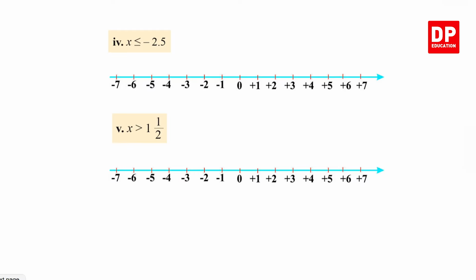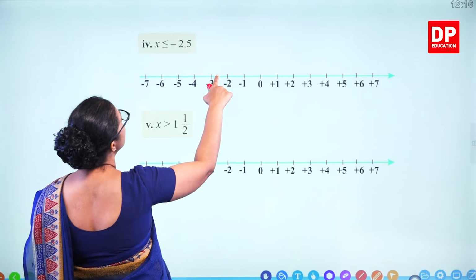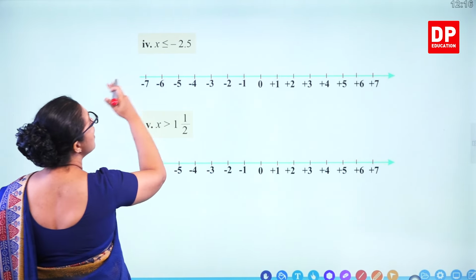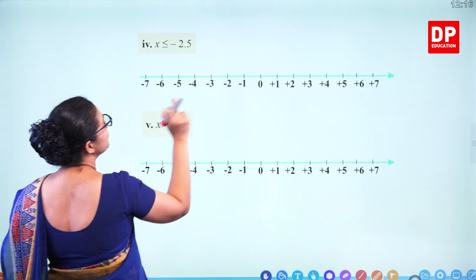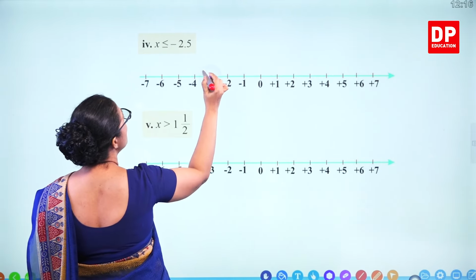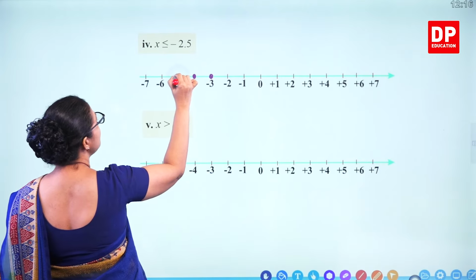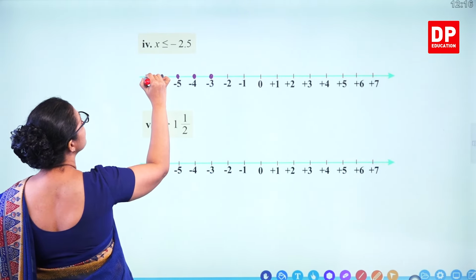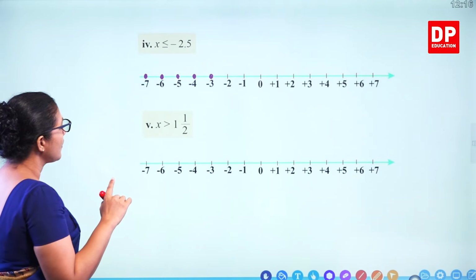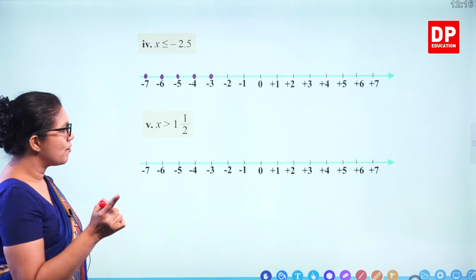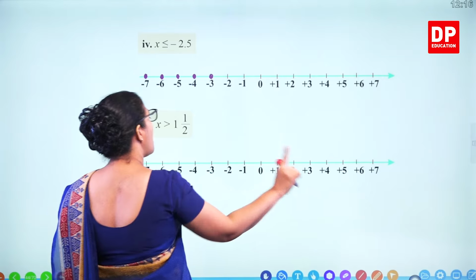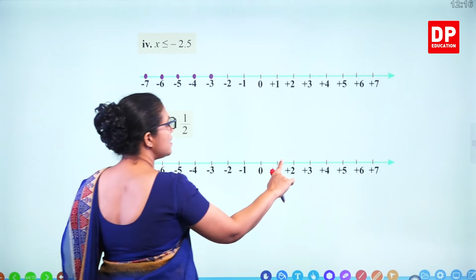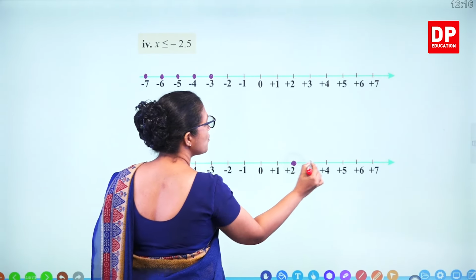X less than or equal to -2.5. -2.5 is here, so less than that, all integral values. So that means starting from this. X greater than 1.5. 1.5 is here, so all values above that. But integer values, so starting from 2.